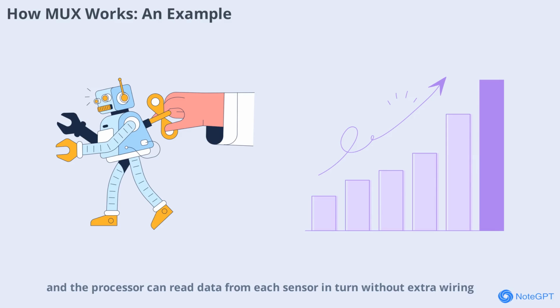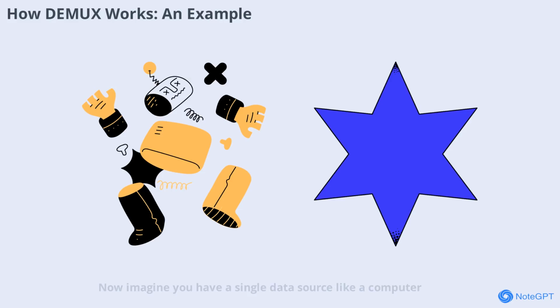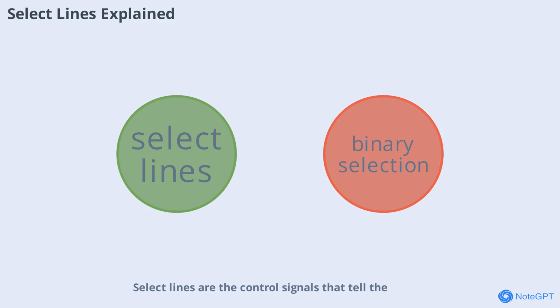Now imagine you have a single data source like a computer that needs to send information to 4 different devices. A 1-to-4 demultiplexer can direct the data to the correct device based on the select lines. This ensures that each device receives the right information at the right time, all while using just one data input line.